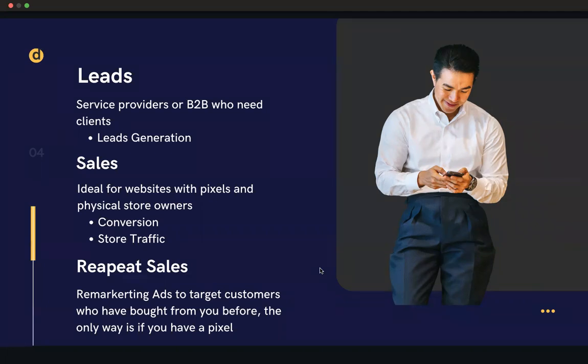You can upload your customers' details, their phone number, and then Facebook targets only people that have bought from you, right? You can also do remarketing ads to people who have sent you messages before, right? So these are repeat sales. So remarketing ads to target customers who have bought from you before. The only way you can achieve this is if you have a pixel, right?